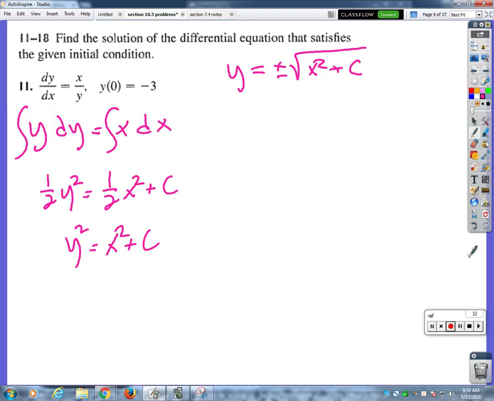Okay, so now we can plug in for our initial conditions. If I plug in 0 here for x, then that's going to equal -3. So -3 equals plus or minus the square root of just c, because that one is 0. So c equals 9.